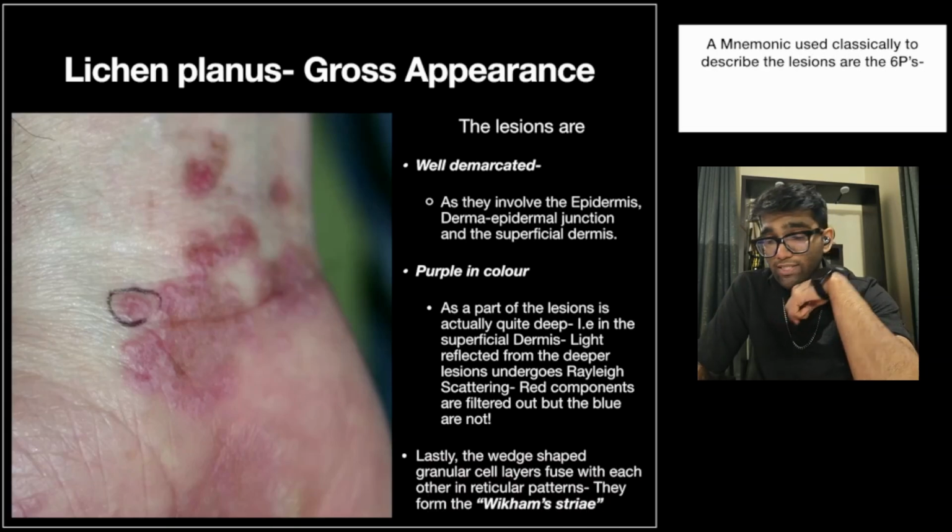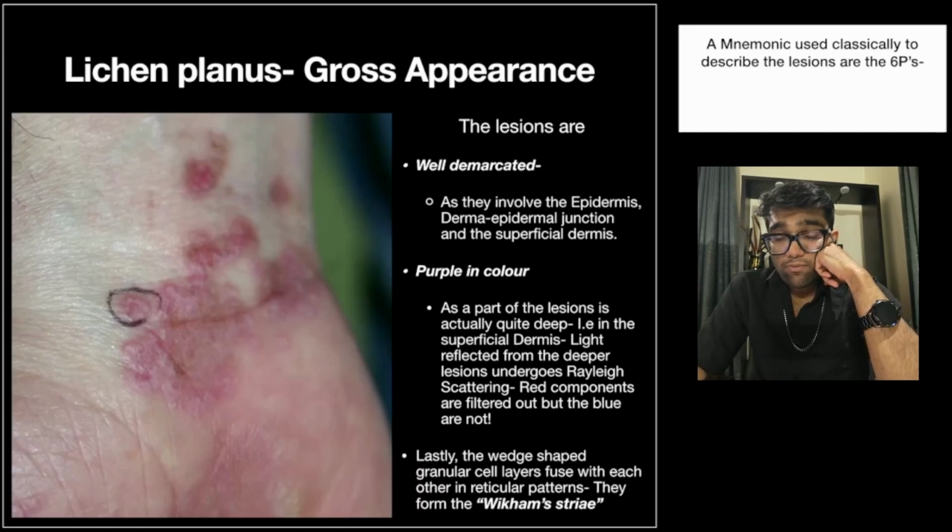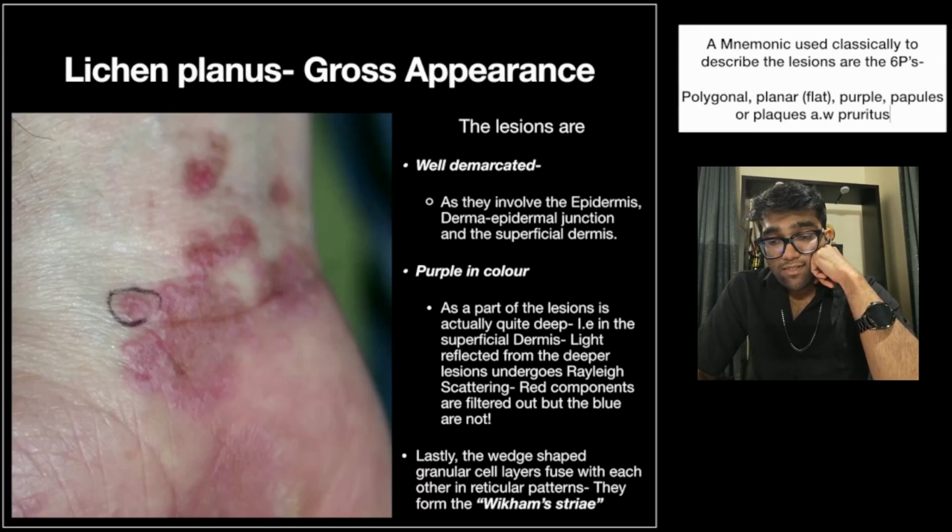So there's a mnemonic that has classically been taught in medical college. That is the 6 P's that are characteristic of lesions of lichen planus. One P stands for polygonal. That refers to the shape of the lesions. Okay, it's actually the sharply demarcated nature of the lesion that is being referred to. Planar, or flat. Okay, because these are obviously flat-topped, like all epidermal lesions.